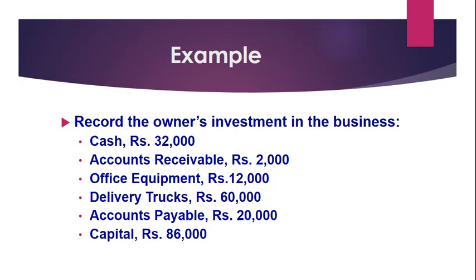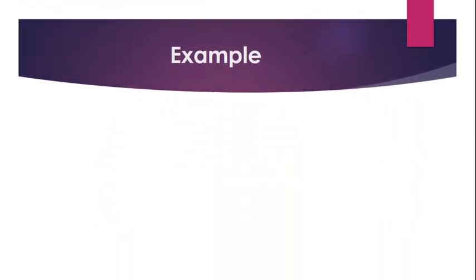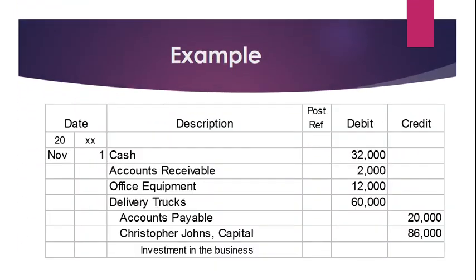Let's take some example to understand how we will record the information into journal. Let's suppose we have 6 things: cash, accounts receivable, equipment, trucks, accounts payable and capital. When we pass the journal entry, the first 4 things, cash, accounts receivable, equipment and trucks, will come on the debit side, and accounts payable and capital will come on the credit side. The journal entry of the previous example is in front of you. Dear students, for every journal entry, the amount of debit and credit should be same.